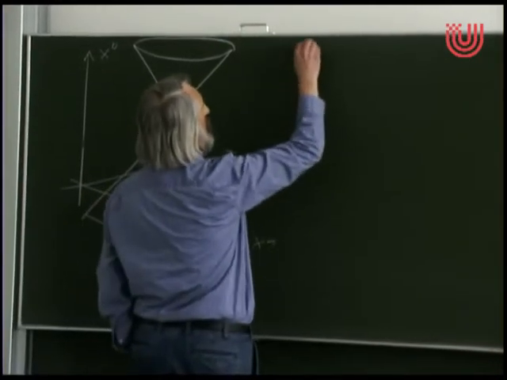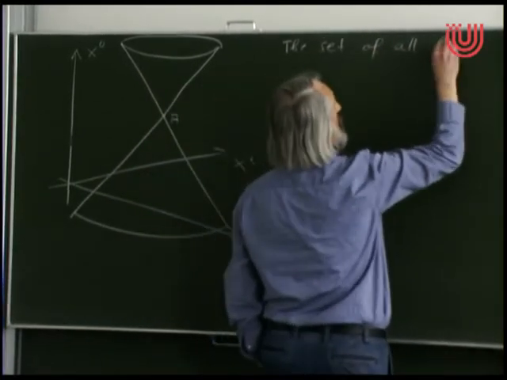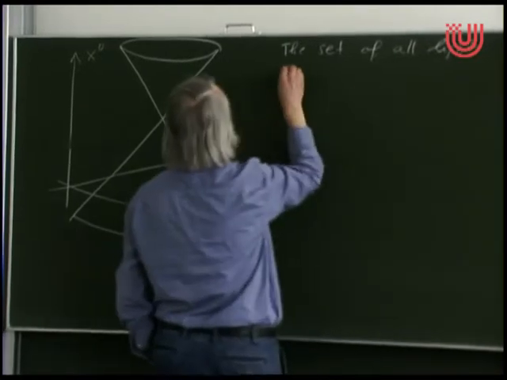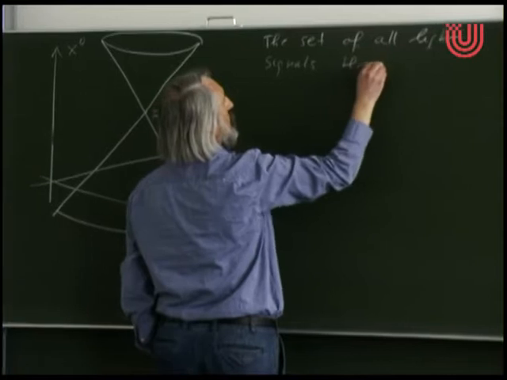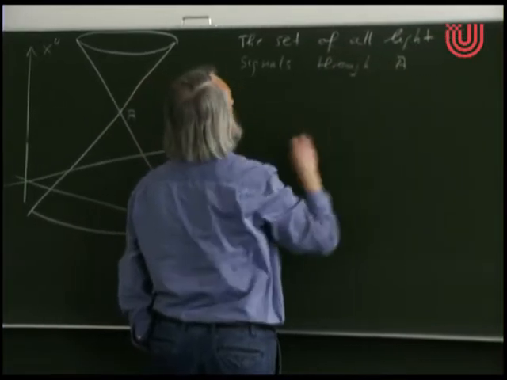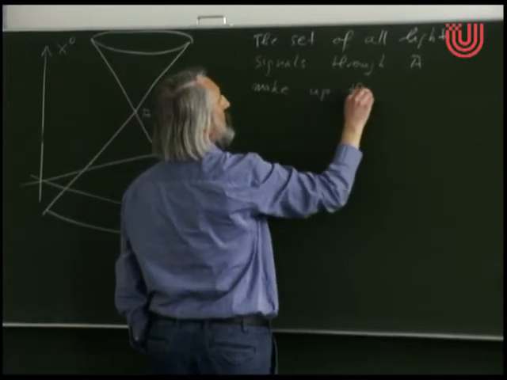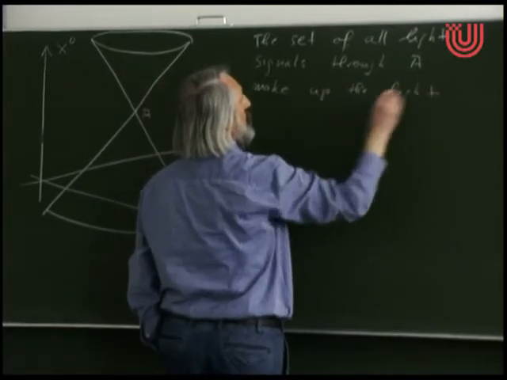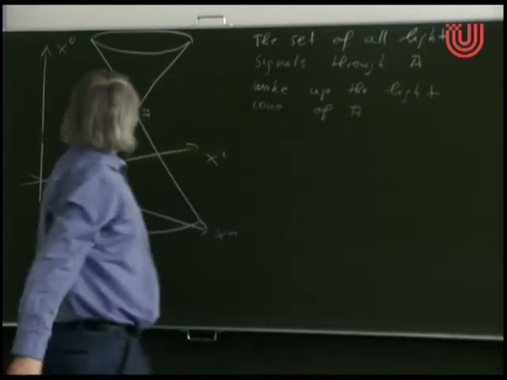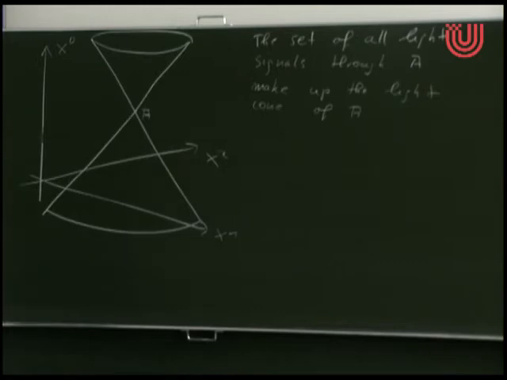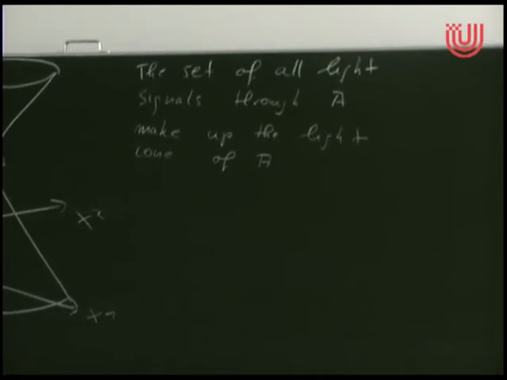So the set of all light signals through an event A make up the light cone. And that's absolute. It's the same thing in all inertial systems. So all observers agree what is a light cone.